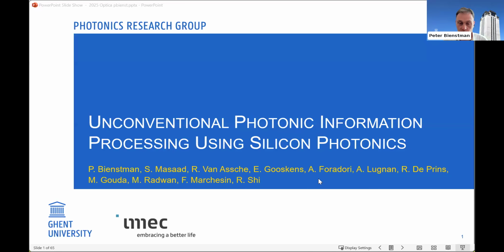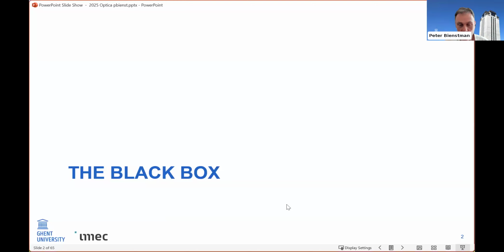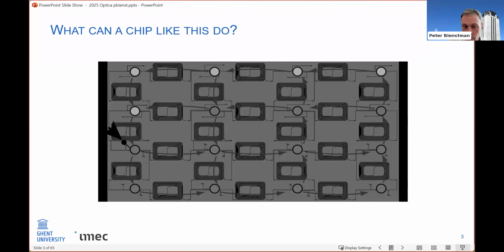So yes, indeed, what I would like to do today is walk you a little bit through the different applications that we've been studying in our quest to exploit silicon photonics using rather unconventional AI-inspired paradigms. And the first thing I would like to do, just to whet your appetite, is show you a picture of a chip that we made already quite a while ago. So it looks pretty mysterious, and you might wonder what can we actually do with this particular chip.